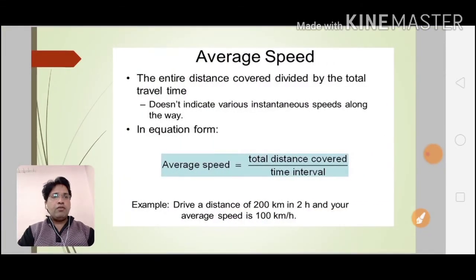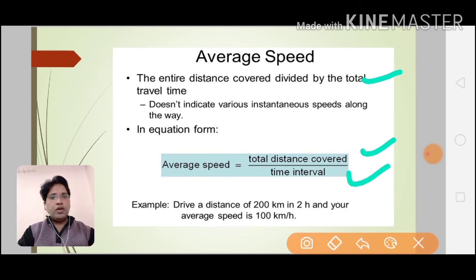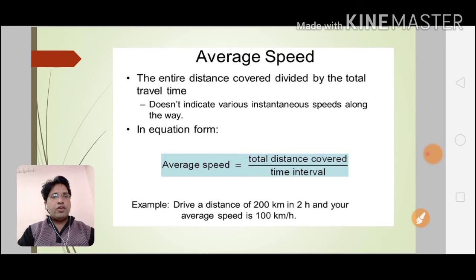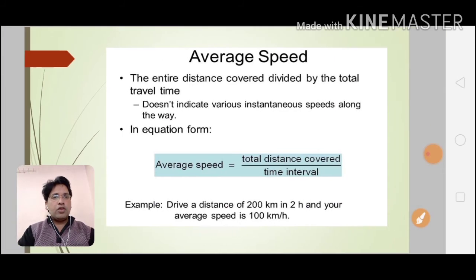So next, moving to the average speed. It is the entire distance covered divided by the total travel time. In equation form, it is total distance covered divided by total interval of time. Drive a distance of 200 km in 2 hours and your average speed is 100 km per hour. So what is average speed? It's the total distance covered divided by the total interval of time. That is all about average speed. I hope you people are understanding.